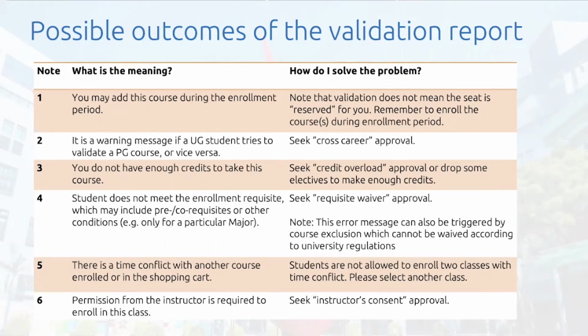Again, students in general cannot take more than 18 credits during a regular semester. For the fourth case, you're going to add a course but fail to meet its prerequisites, so you need to ask for prerequisite waiver approval. And for the last case, some courses require instructor's consent, and therefore, please seek instructor's consent approval.